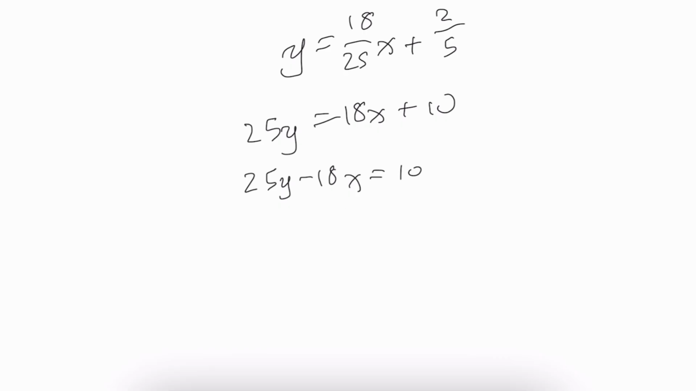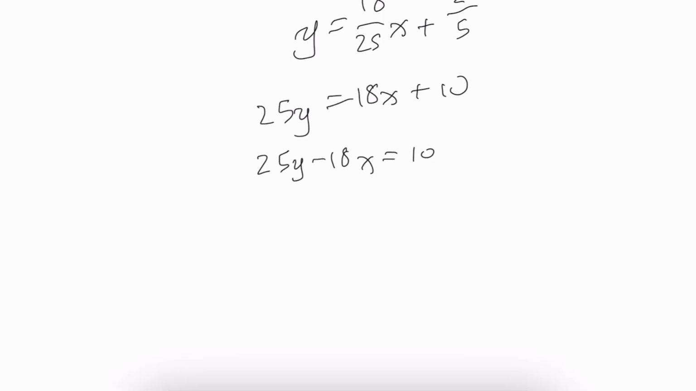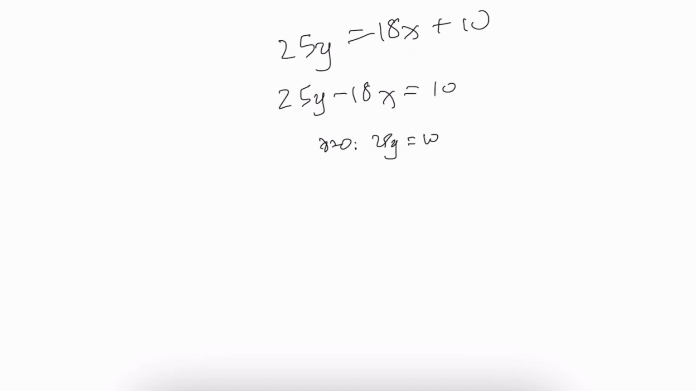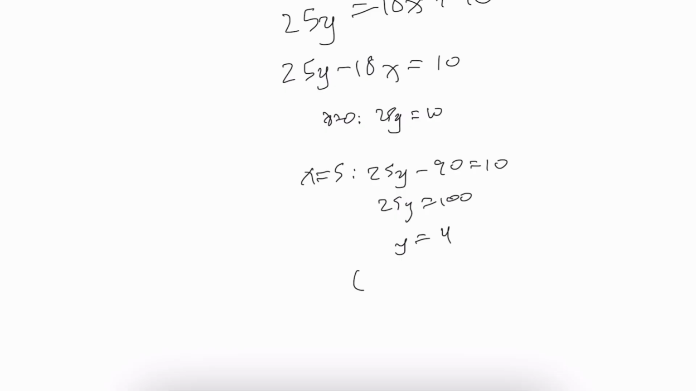And so we can now just try different multiples of 5. If x is 0, we have 25y is equal to 10, which doesn't have any solutions. If x is 5, we have 25y minus 90 is equal to 10, or 25y is equal to 100. So I have y is equal to 4. So we see that 5, 4 is our first positive integer solution.